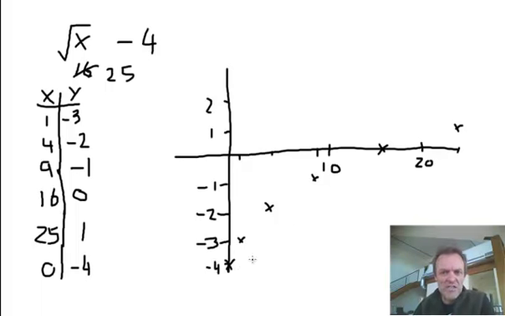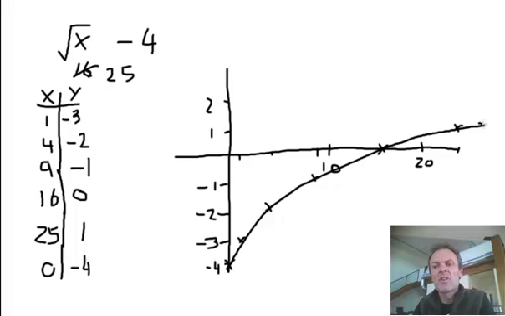Now this is not a straight line, it's not y equals mx plus b. It's a square root, so it's a curve, a nice smooth curve, and hopefully it'll go on forever. There we go. That's the graph, not bad. Pretty much all square root graphs kind of look like that shape.